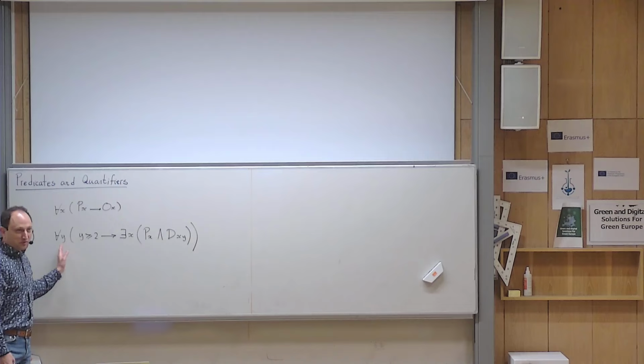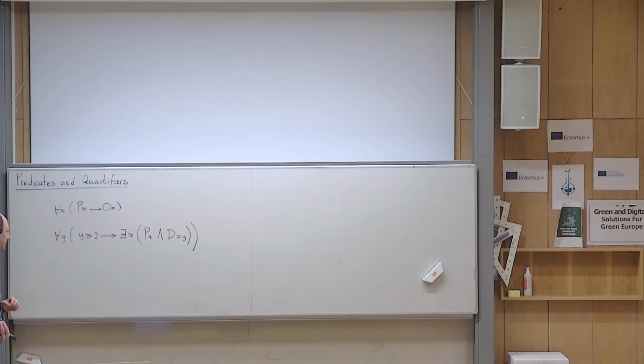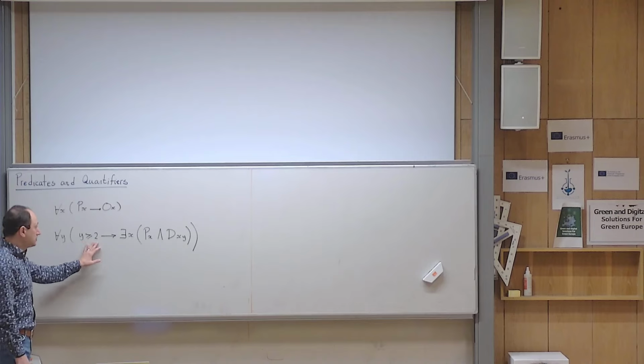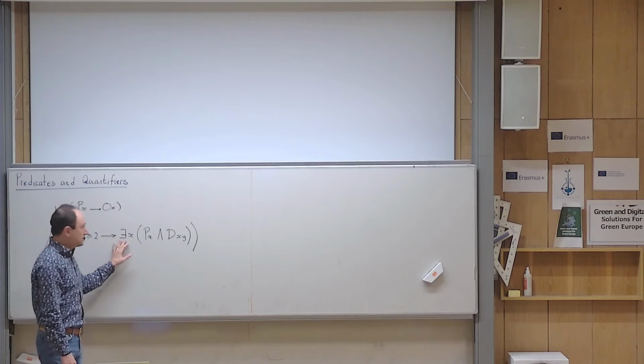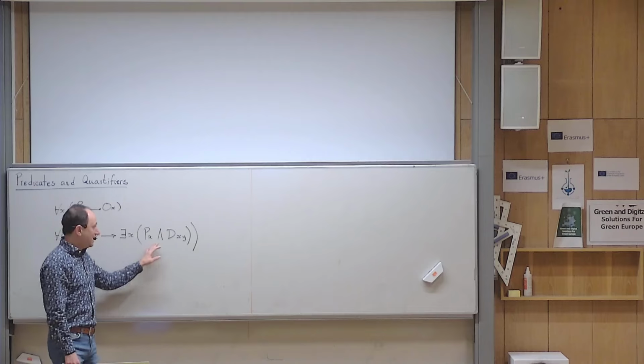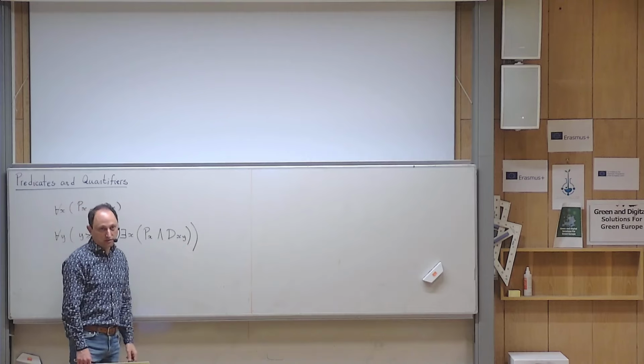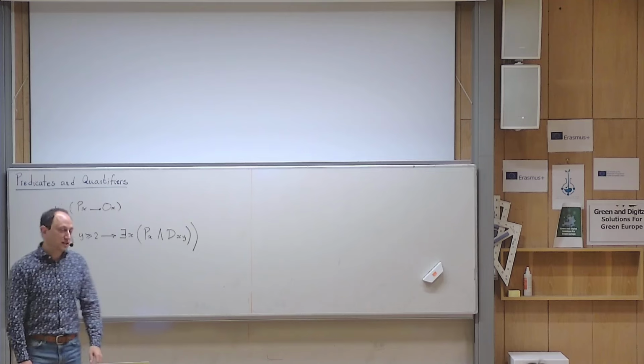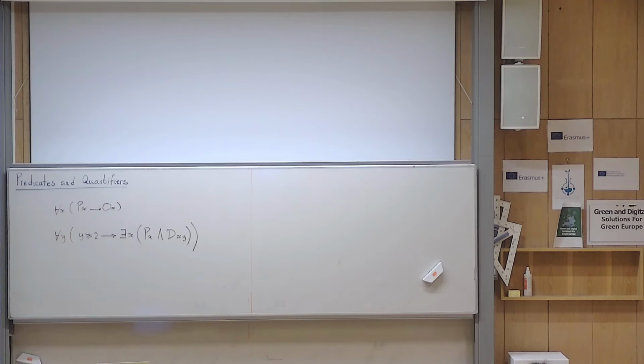Can you read this in plain English? There is a prime that divides a number greater than 2. So, if I want to read it in a robotic way, how do you read it? For every natural number x, if x is greater than or equal to 2, then there exists a natural number y so that y is prime and y divides x. Okay, but how do you read it better?